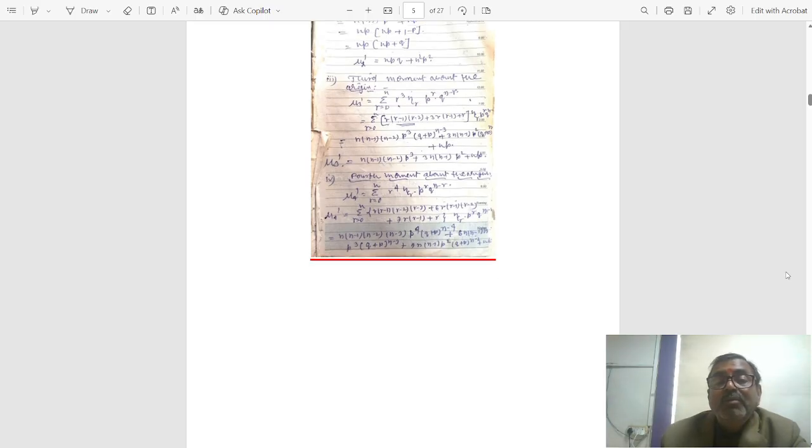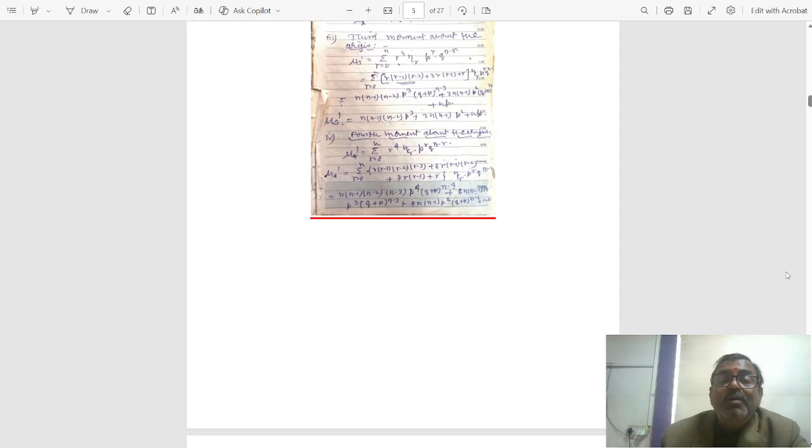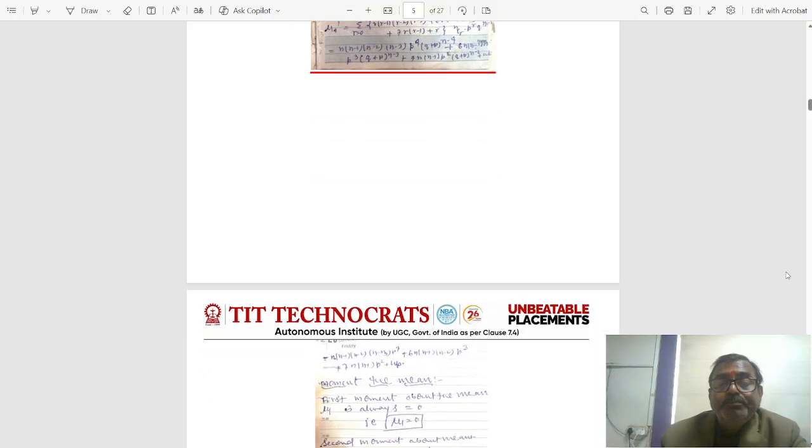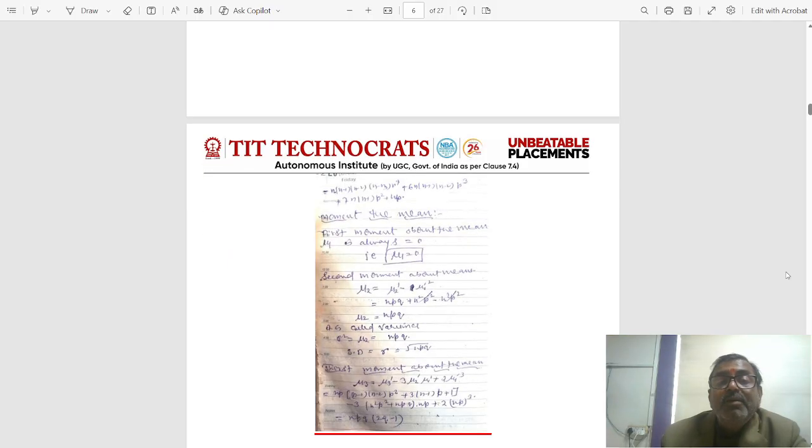Again we find the fourth moment about the origin. We can write this mu 4 dash equal to summation r equal to 0 to n of r to the power 4 nCr p to the power r q to the power n minus r. Applying the above similar process, similarly here we get mu 4 dash equal to n minus 1, n minus 2, n minus 3 p to the power 4, plus 6 n minus 1, n minus 2 p cube, plus 7 n minus 1 p square plus np. So that is the fourth moment about the origin.